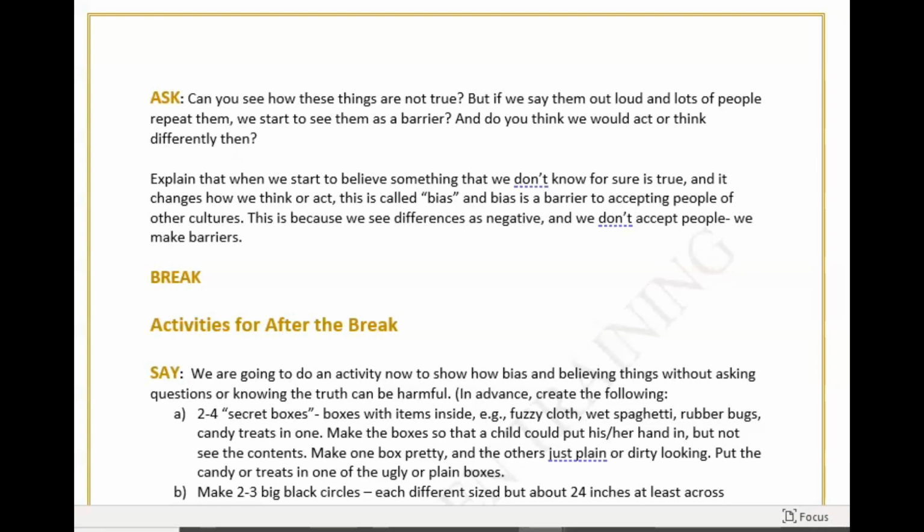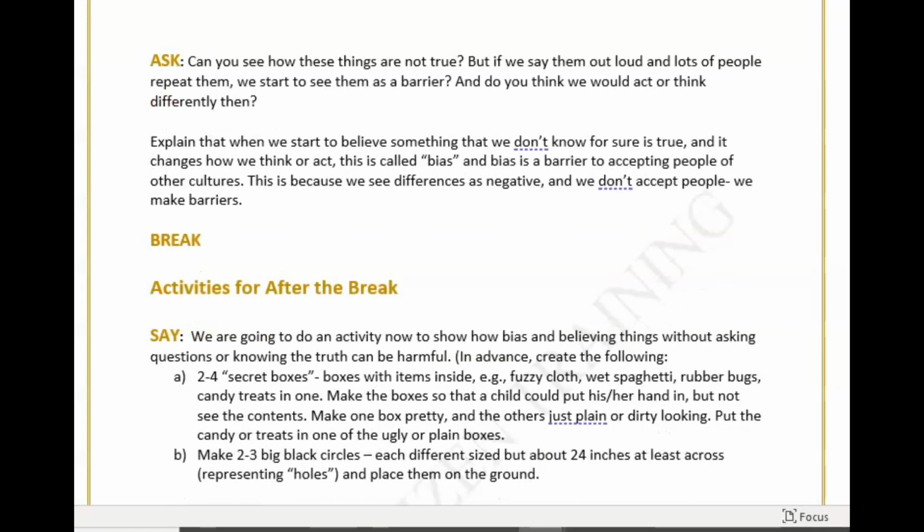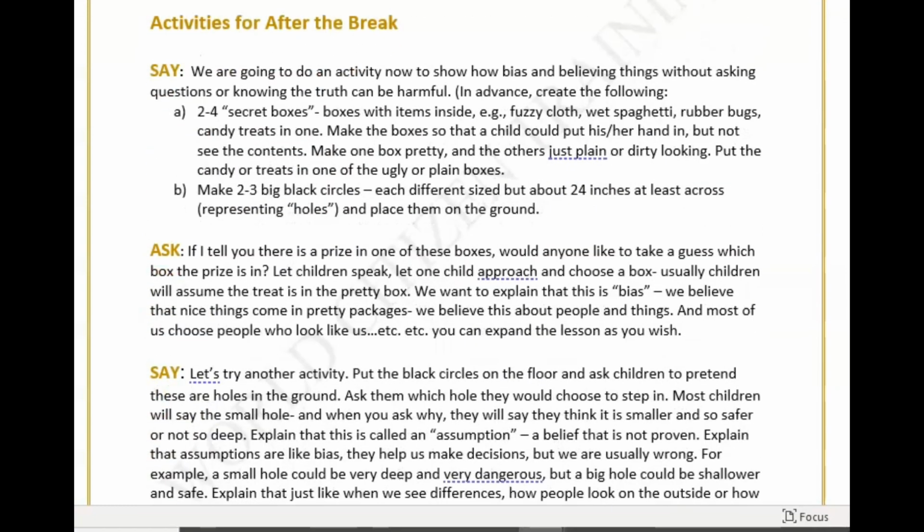And this is a really good way to subtly introduce the concept of continuous learning, that curiosity and the ability to ask questions is critical for 21st century learning. And then after the break, and again, you can have the children do different activities, games, whatever you want for a break, we want them to do an activity to show how bias or believing things without asking questions can be harmful. So this is a fun activity that we've used a few times with success in our courtesy camps. And what it incorporates is some secret boxes.